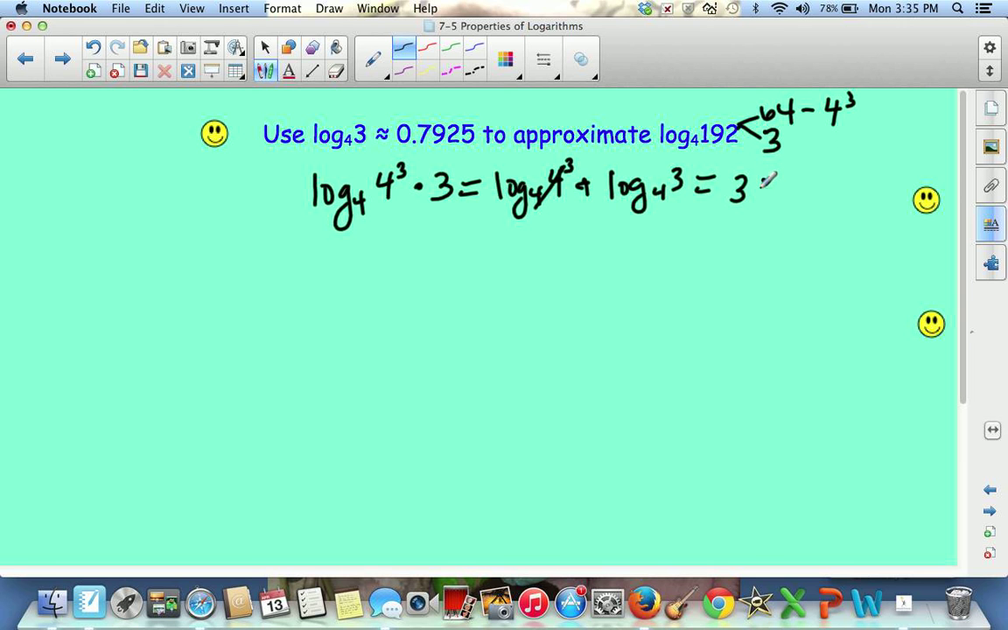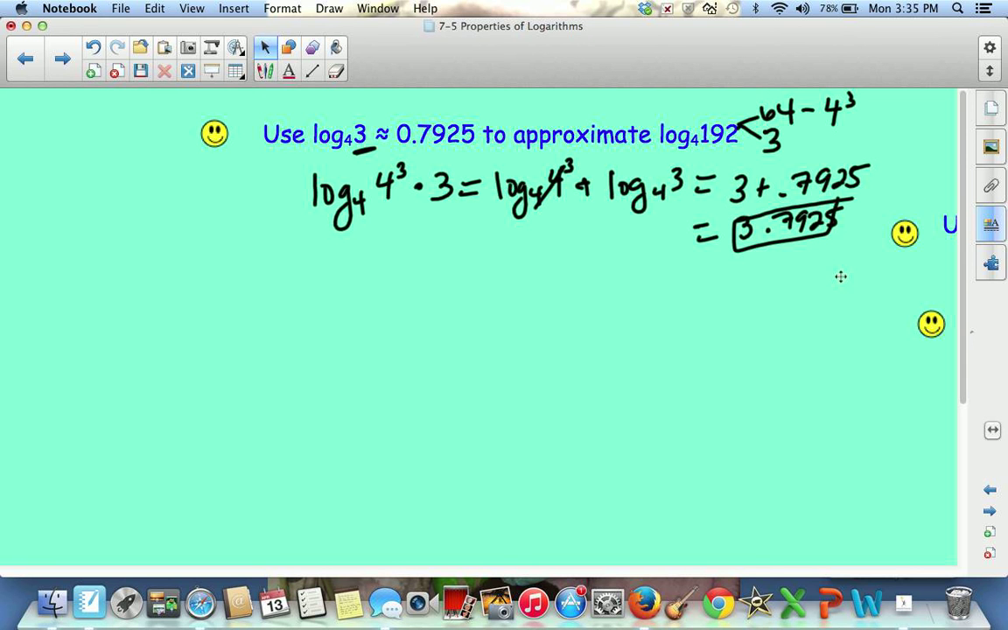So it's going to be 3 plus, and we already have this up here, 0.7925. So our final answer will then be 3.7925. And this is just going to come with practice. How can you split it up? We're looking at how we can split it up to get something that comes out nice, and we want to use what's given to us.